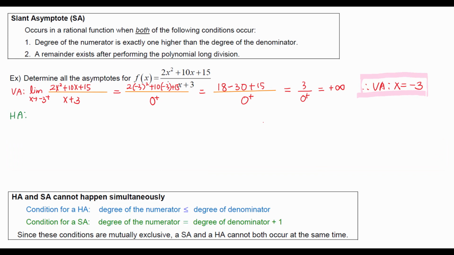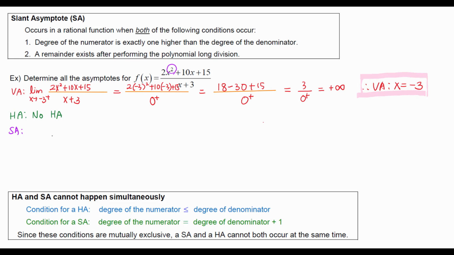But my degree of the numerator is higher than the degree of the denominator. So you don't have a horizontal asymptote. Now, how about slant asymptote? Well, degree of numerator is 2, degree of denominator is 1. So it is possible, but I better have a remainder when I perform the long division. So let's go ahead and divide.